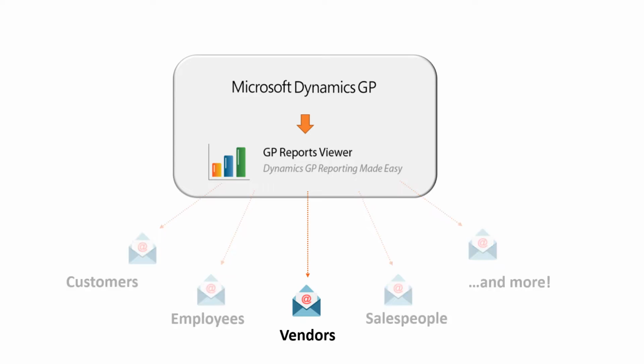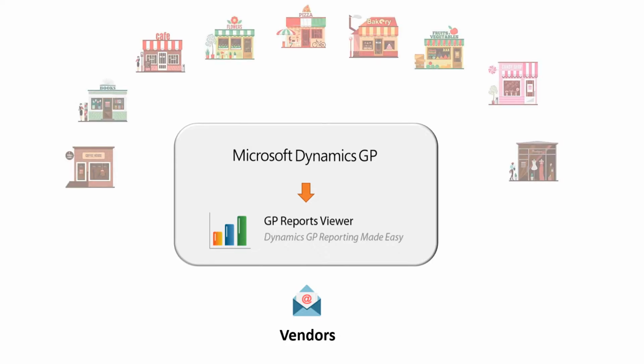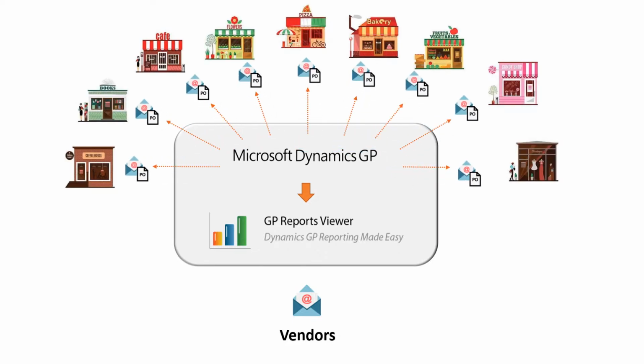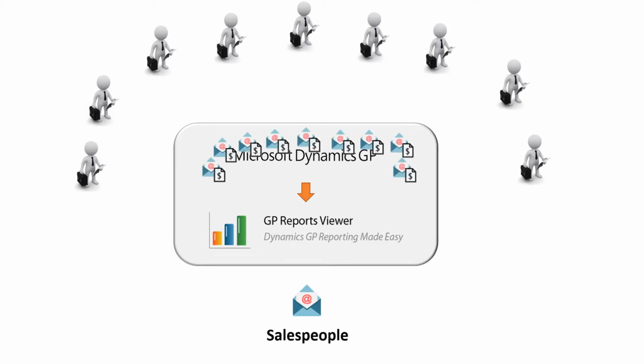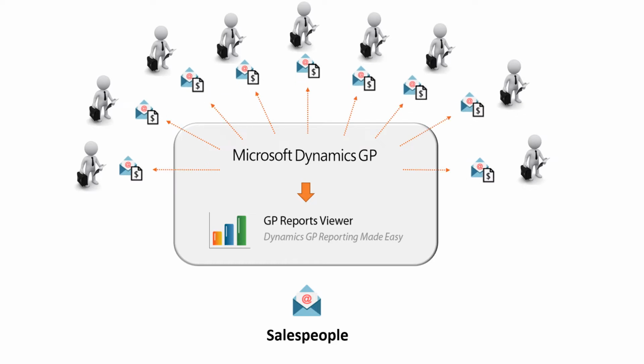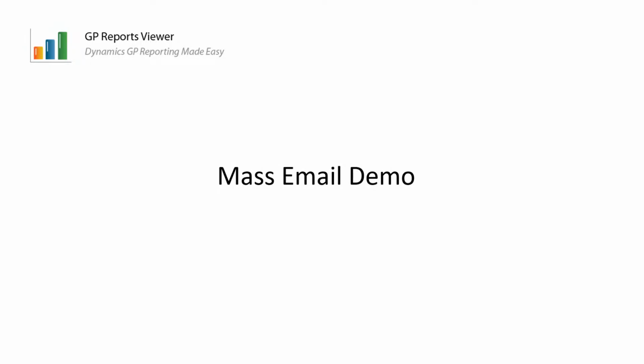For example, what if you wanted to send all of your vendors a weekly summary of all their open purchase orders? Or all of your salespeople a monthly summary of their sales or commissions? The mass email setup is highly customizable and provides for a variety of scenarios, so the possibilities are endless. Let's walk through just one example of what you can do with the mass email feature in GP Reports Viewer.